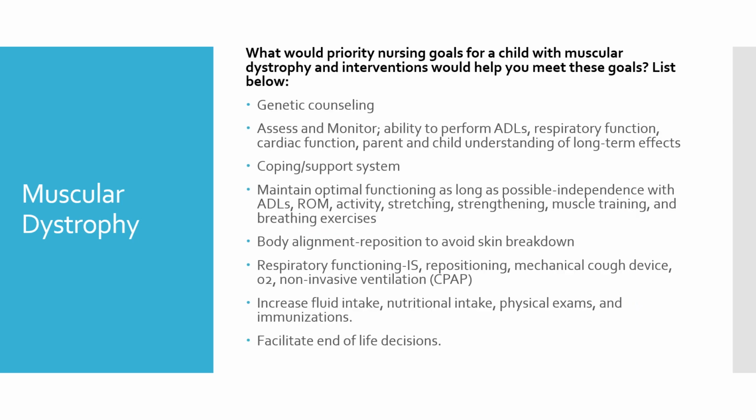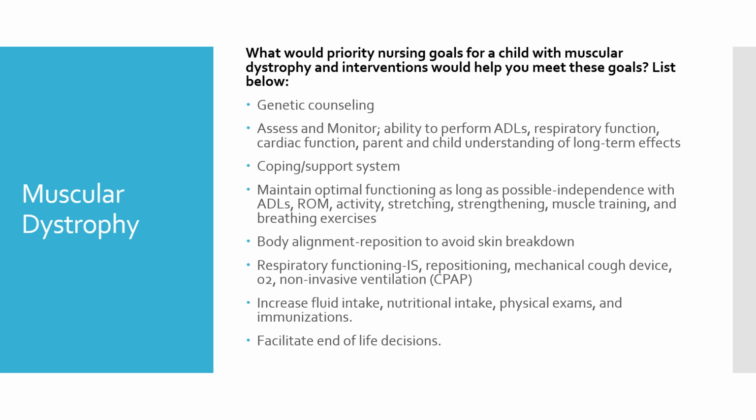So what priority nursing goals for a child with muscular dystrophy and interventions would help you meet these goals listed below? So genetic counseling, that's parent education, again going back to see if mom's a carrier, obviously, so we need to talk about future children. Assess and monitor ability to perform ADLs, respiratory function, cardiac function, parent and child understanding of long-term effects. So we want to make sure the child can perform their ADLs as long as they can, because the independence is important and makes them feel like a normal developing child.